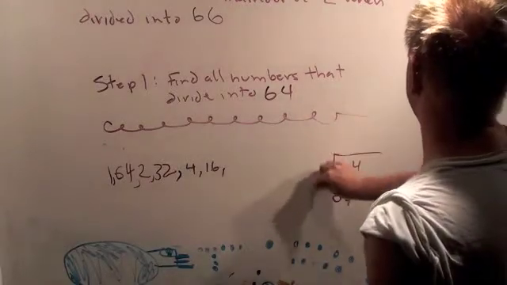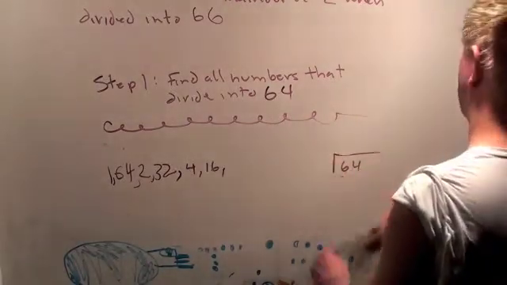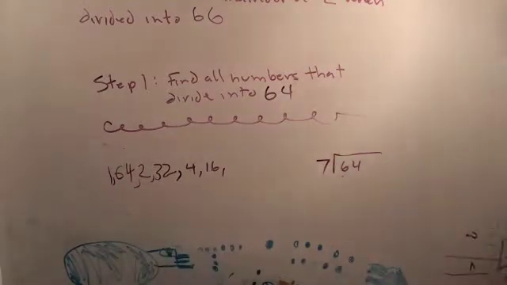Does 7 work? 7 into 64. Well, 7 cannot go into 6. Well, 7 into 64. Well, I know that 8's going to be our last number, but we've got to decide if 7 goes into 64 or not. 7's going to go into 64 9 times.